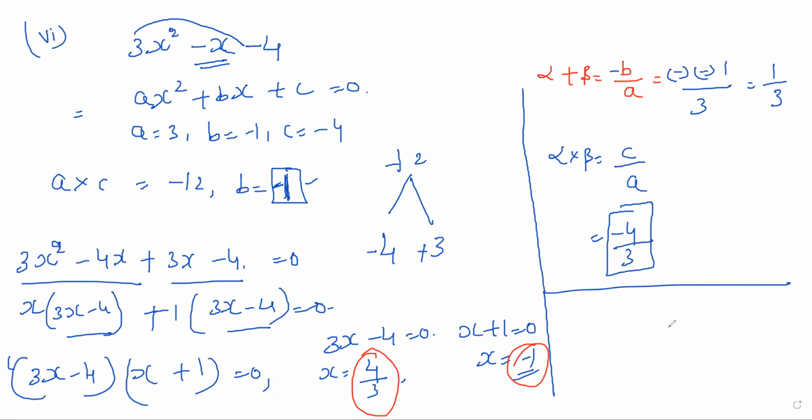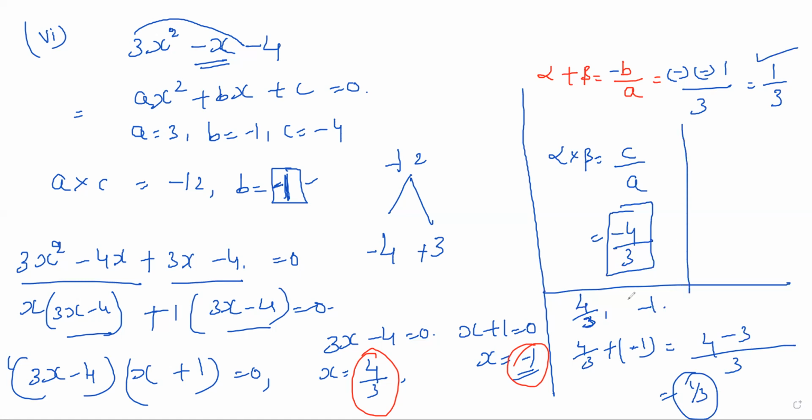Let us verify with our values. So what are zeros here? 4 by 3 and minus 1 are the zeros of the polynomial. So we found them by factorization method. So 4 by 3 plus minus 1, that is equal to, 3 is the LCM, that is 1 by 3. Sum is 1 by 3. And 4 by 3 into minus 1, that is equal to minus 4 by 3. Here also it is minus 4 by 3.